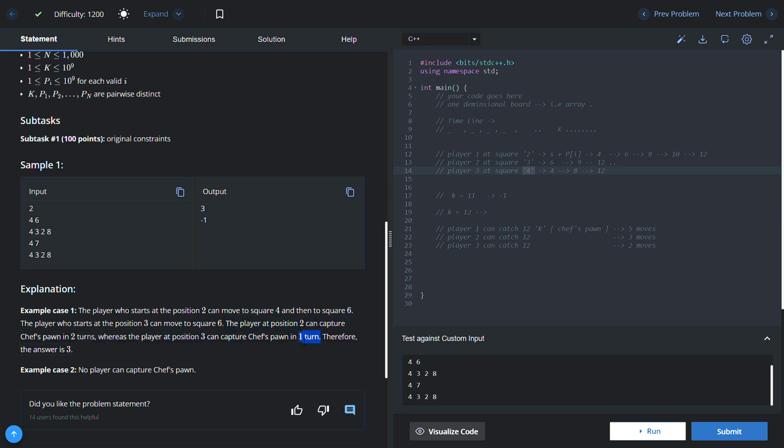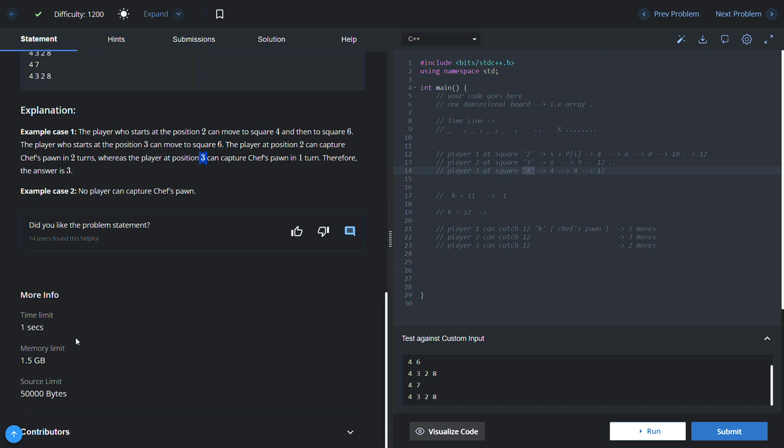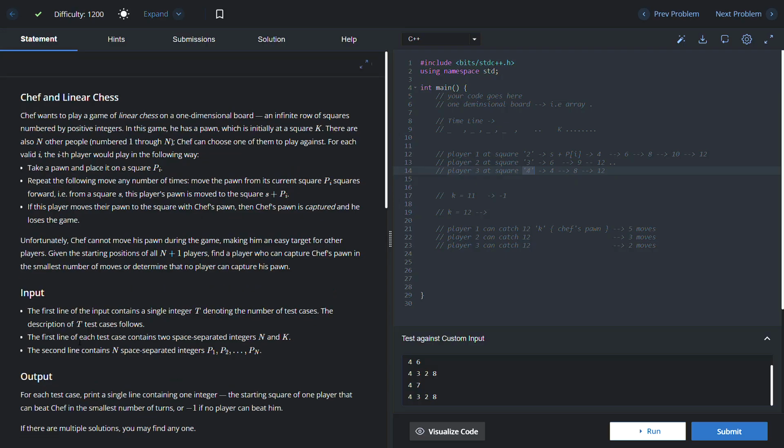minimum steps required to catch chef's paw is 1, which is by which player? The player at position 3. So we have to return that position.